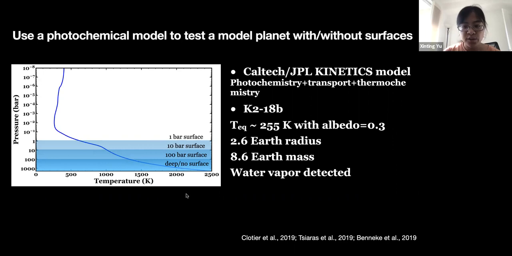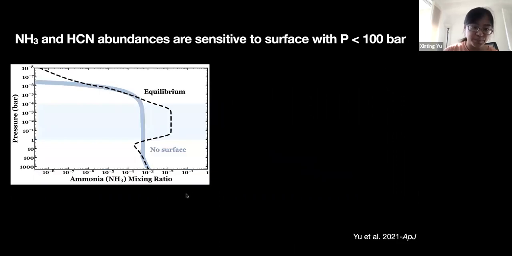All right, so let's first look at ammonia. Here I'm showing you a pressure mixing ratio plot for ammonia. Mixing ratio towards the right means it's more abundant. The dashed line is the thermochemical equilibrium model, which we ran first, and this is the abundance predicted with just thermochemical equilibrium. And then the thick gray line is the no surface case. That's adding photochemistry and transport to the thermochemical equilibrium model.